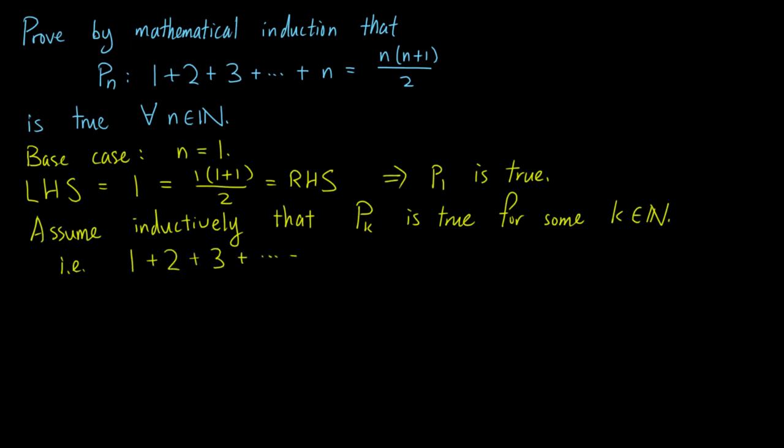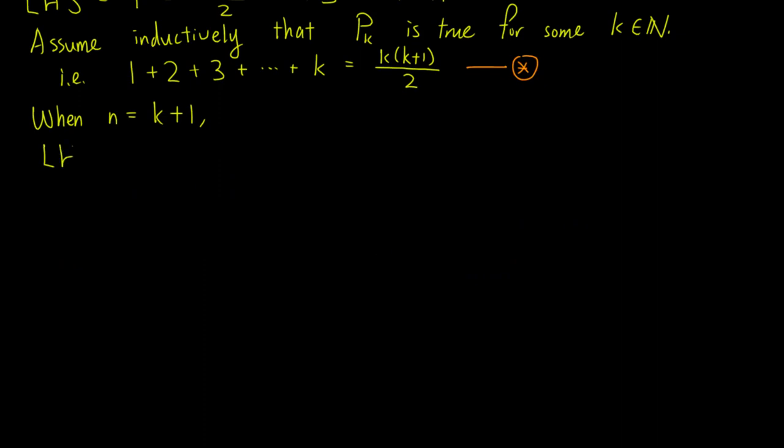That is, we assume 1 plus 2 plus 3 plus all the way to k equals k times k plus 1 over 2. Label this as star. Now, when n equals k plus 1, the left-hand side is 1 plus 2 plus 3 plus all the way to k plus 1. Applying star, the first k terms become k times k plus 1 over 2.